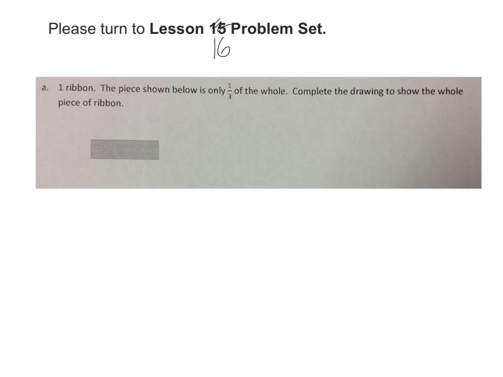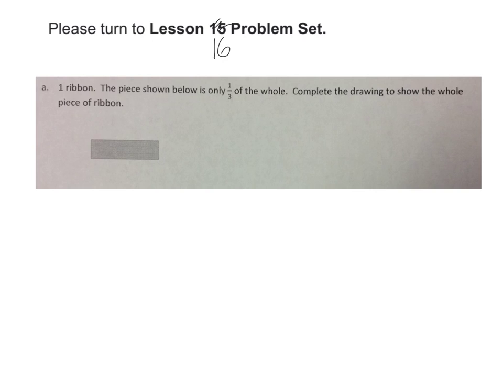To draw the following ribbons. Ribbons just means kind of like a tape diagram, okay? We're going to work together with a partner, but first we're going to work together as a class. So what problem A tells us to do is to draw one ribbon, one piece of tape, or one diagram. But here's what you need to know. The piece shown here is only 1/3 of the whole. Complete the drawing to show the whole piece of ribbon.